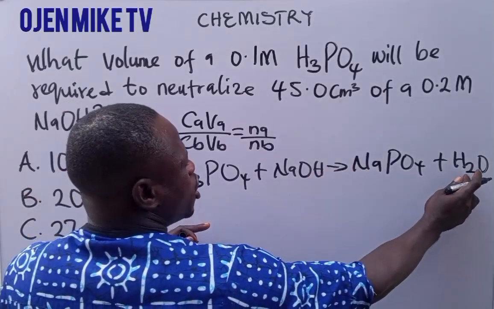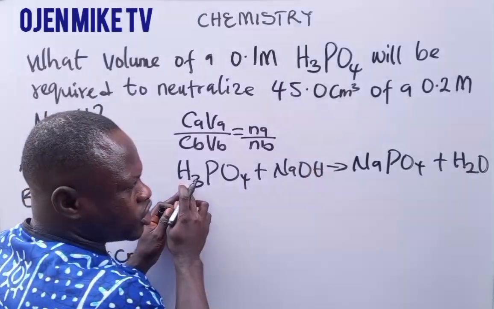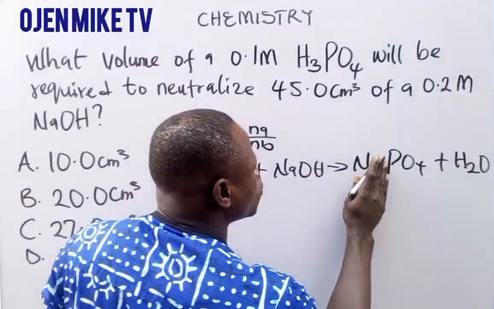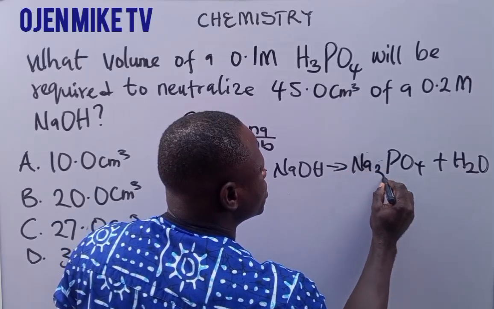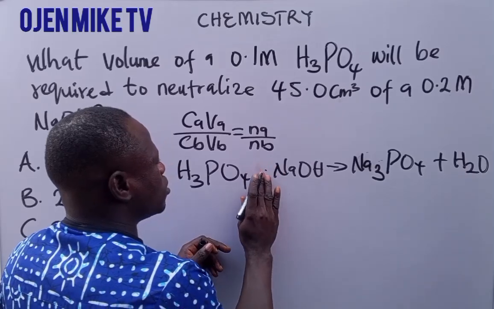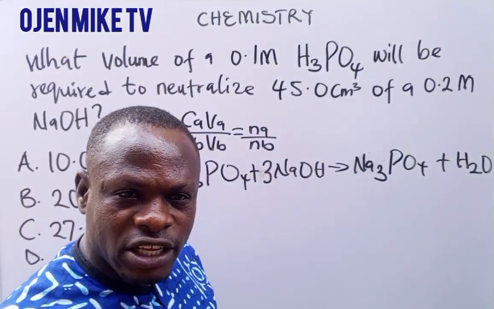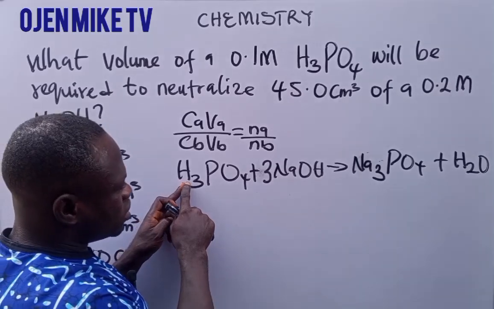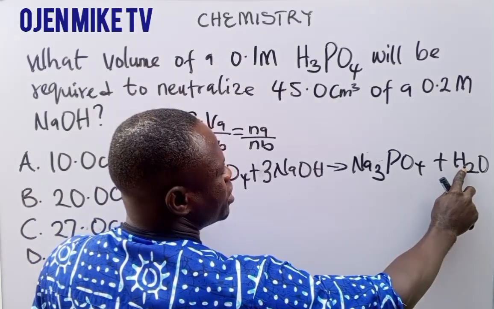Look at the H here, it is 1. H here is 4. You cannot put 2 here, because if you put 2 here, you have altered the formula. So what you are going to do is put 3 before NaOH and put a 3 here too. Check whether that equation is balanced. H here is 3H. Come to this side, how many H are here?